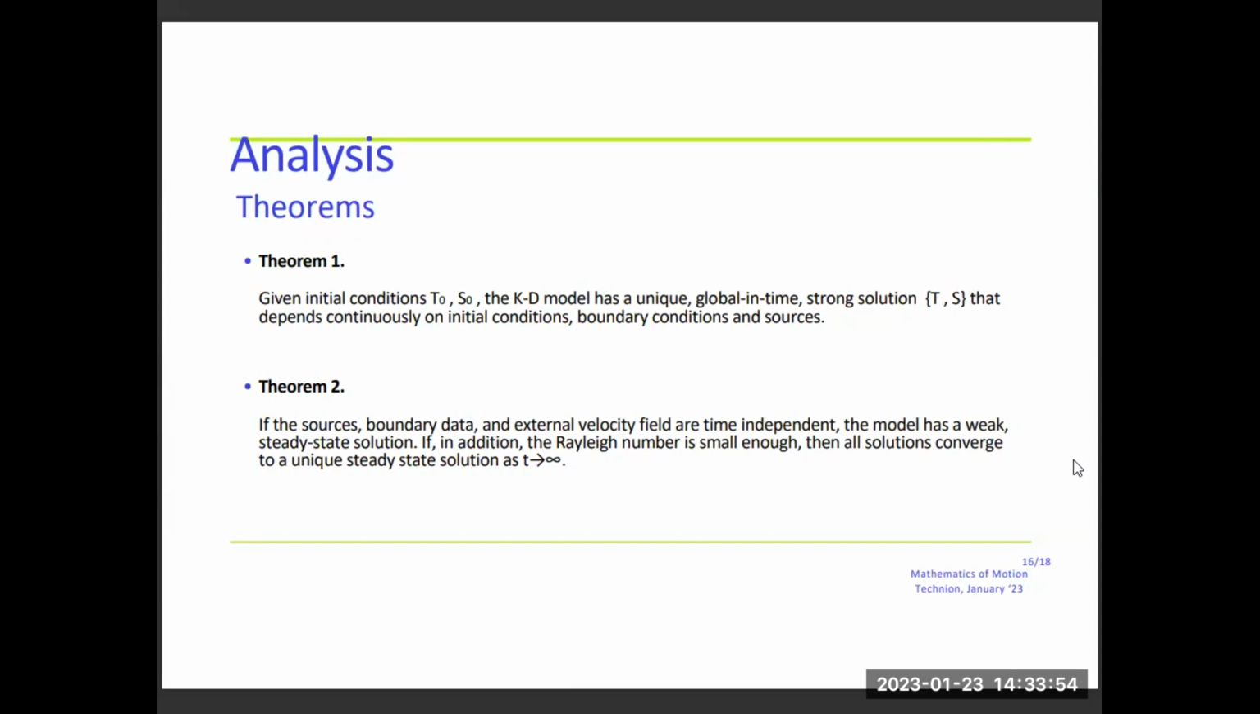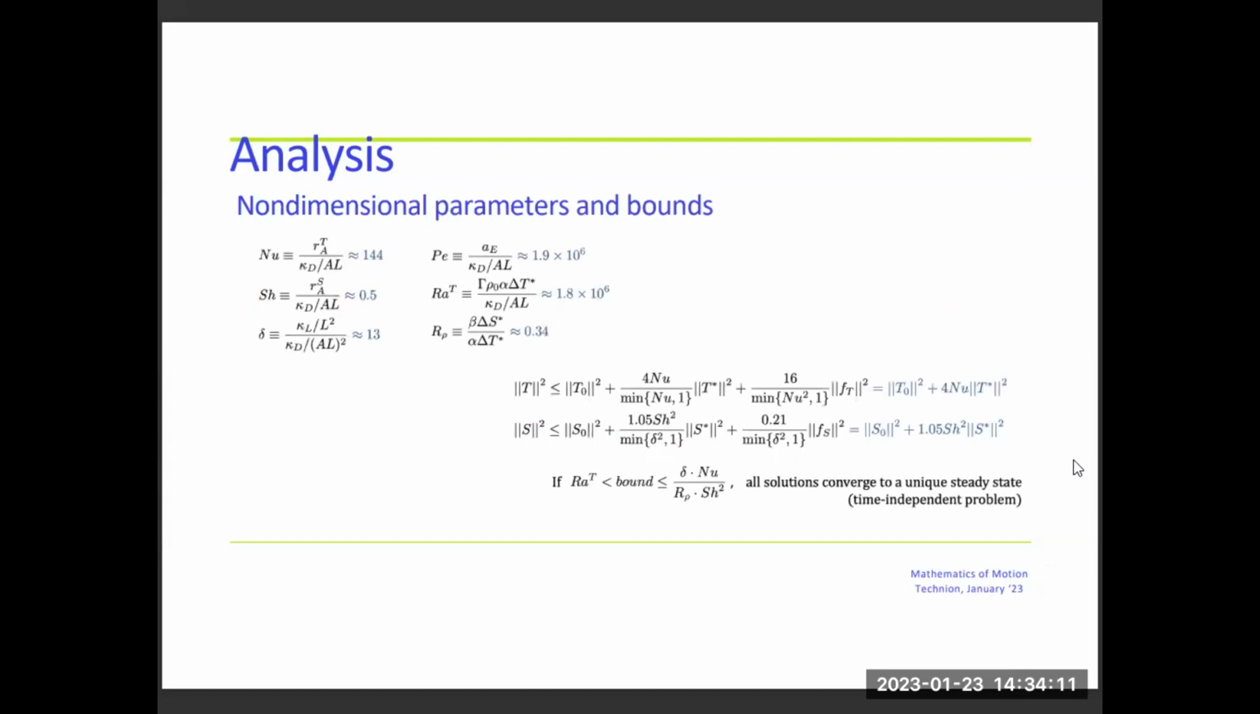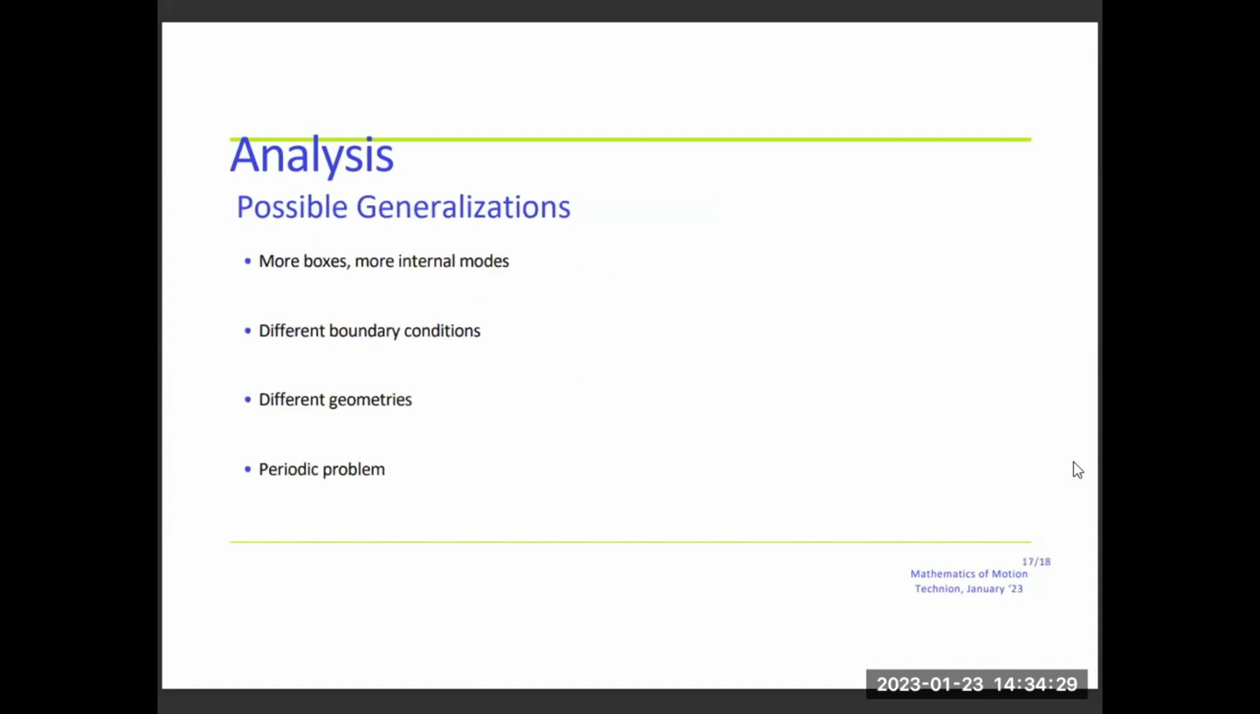And we also showed several bounds on the solutions, so we can say something about these solutions as well. And also, if everything is time independent, then the model has a steady state solution that doesn't change in time. And if the Rayleigh number is small enough, then all the solutions will converge to a unique steady state solution as t goes to infinity. Okay, this I don't want to get into. I'll get into it maybe on the board, time allowing. And also the generalizations I want to talk about when we reach that point.